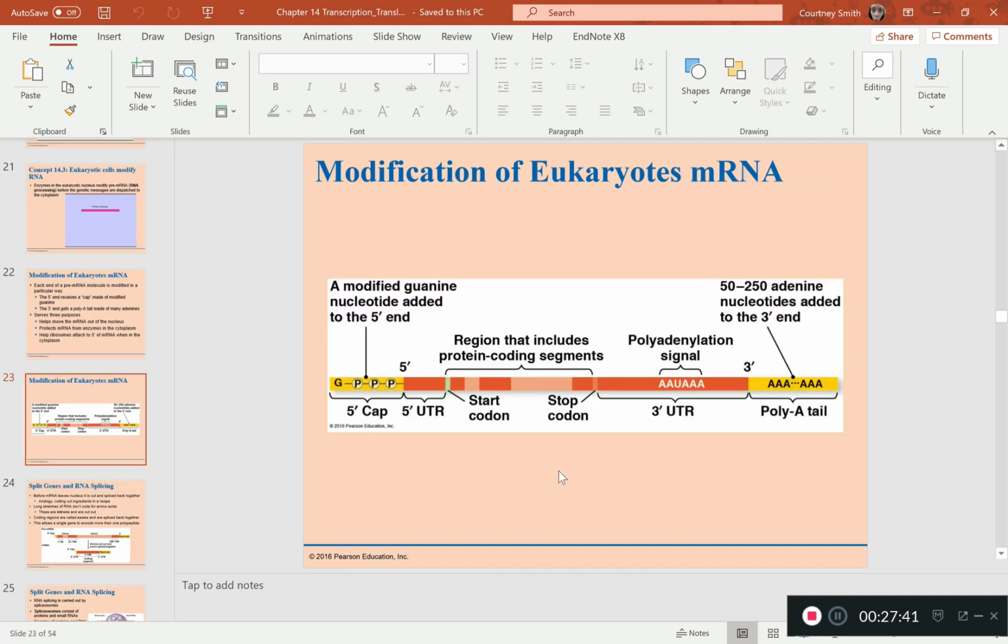So in order to modify, what we need to do is add a 5' cap and a poly A tail. That 5' cap is phosphate heads, and then that poly A tail is a bunch of adenines. It can range from 50 to 250. It kind of just depends. I honestly don't know what determines the number, but I do know that they have to be added to the 3' end. And then once that is added, we are going to do some exon and intron modifications.